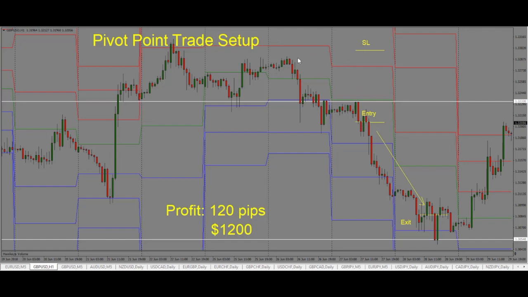Our stop loss would go above this previous high here, and we stay with the trade as the price moves lower. Once we see that price starts to show us signs of reversal, we have a bullish pin bar here. This is a good point for us to exit the trade. From entry to exit here, we get 120 pips in the trade. So our profit is $1,200 if trading one standard lot.